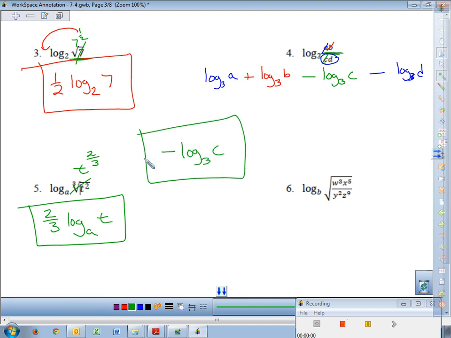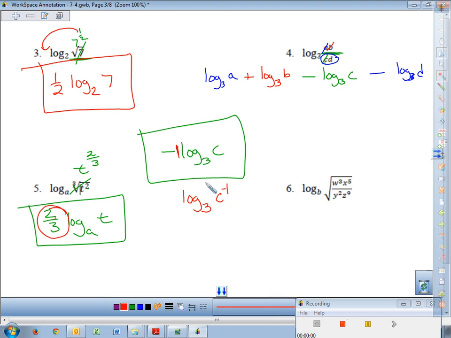Right, let's say you had that. Is there a number in front of the log? What number's in front of the log? Negative 1, right? Any number in front of a logarithm is really an exponent, right? So this is really log base 3 of c to the negative 1, right?